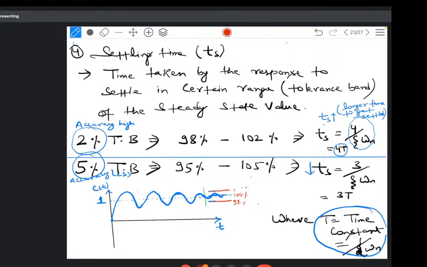system, because the lesser the settling time, the faster the transient will die out. Okay, the faster the transient will get eliminated from the system, and hence the more stable the system will be. Again I am repeating, the lesser the settling time is, the faster the transient will get eliminated from the system, and the more stable the system will be, and the speed of response of the system will also be considered to be fast. So if settling time is less, the response is taking lesser time to get settled.